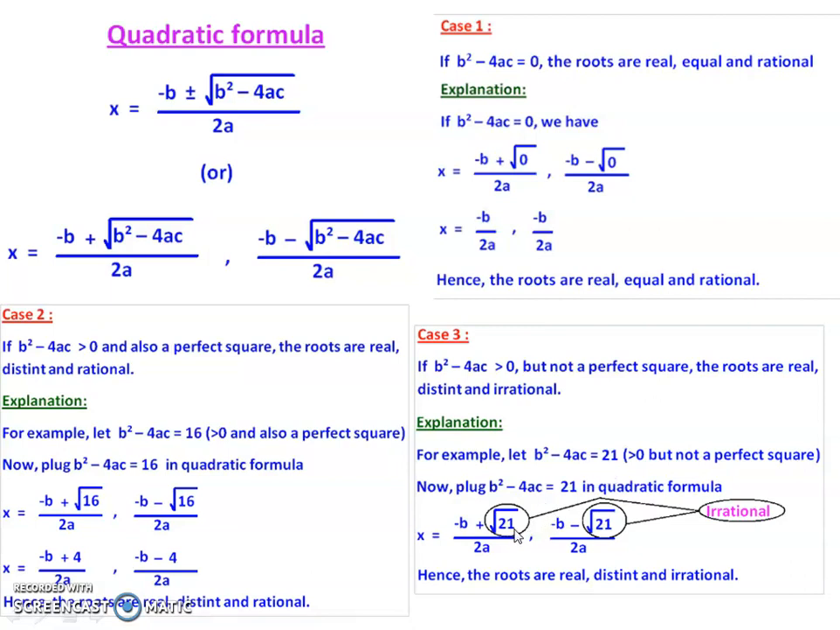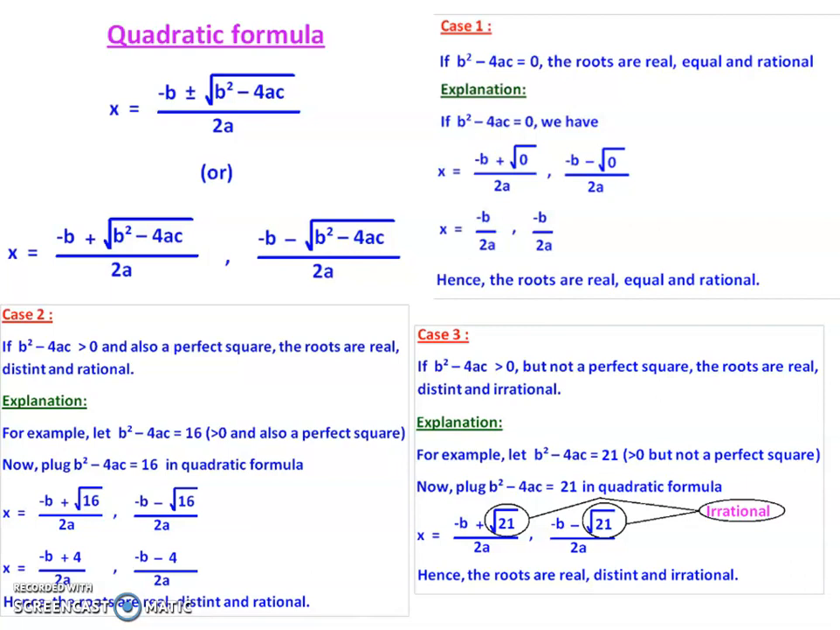But you will continue doing the problem by putting minus b plus root of 21 by 2a and minus b minus root of 21 by 2a. This is what you call irrational numbers. That is, you cannot convert it into a fraction. Root 21. So what is happening here?